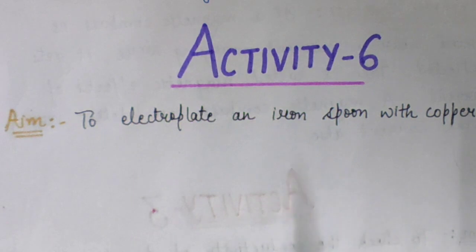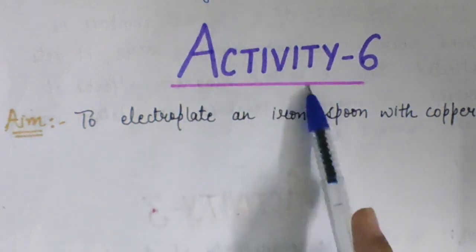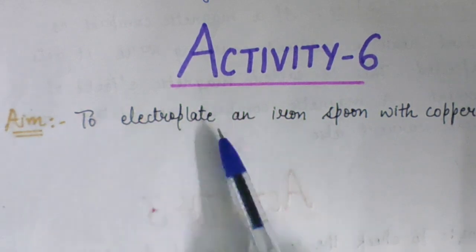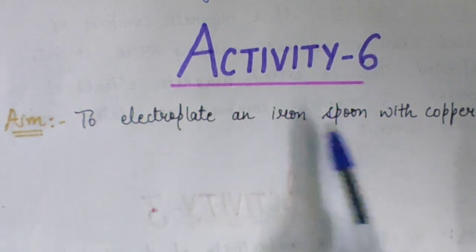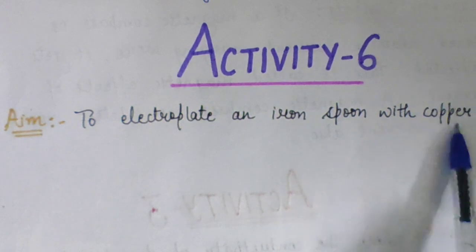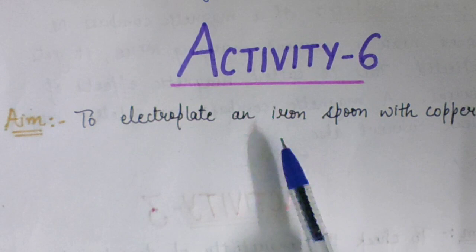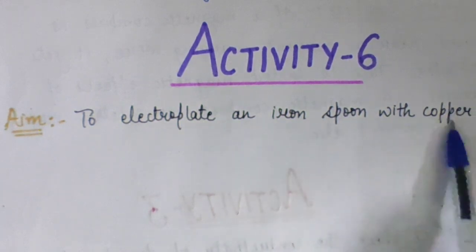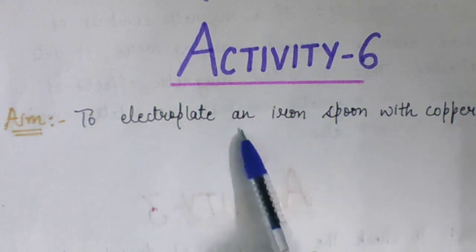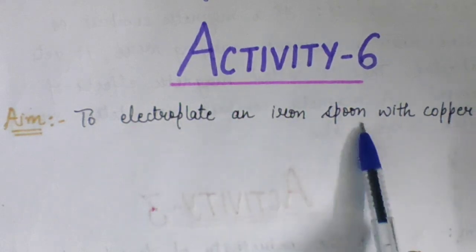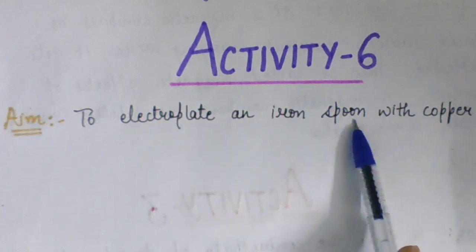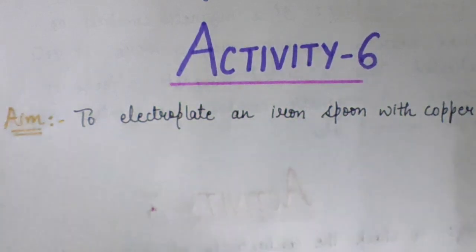So now we will do activity number 6, and the aim of this activity is to electroplate an iron spoon with copper. Means in this activity we will come to know how we can deposit a layer of copper on an iron spoon. Means how can we electroplate an iron spoon with copper.